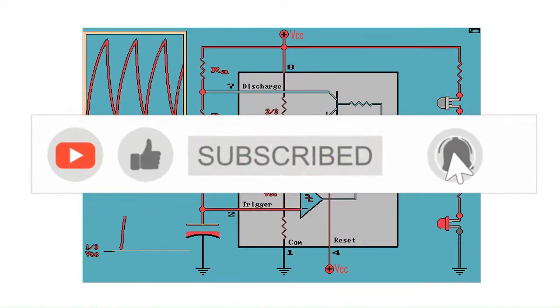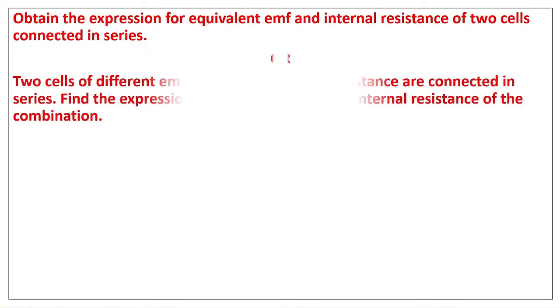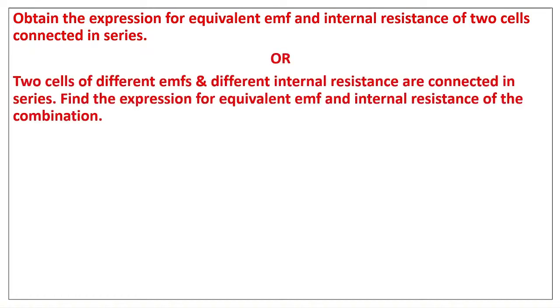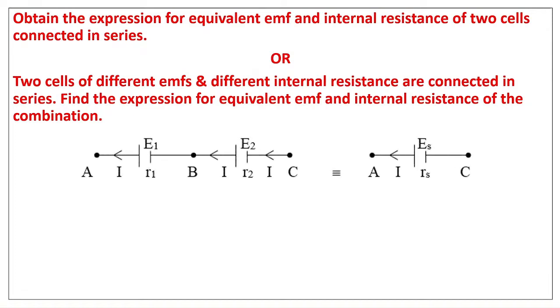Let's start. Obtain the expression for equivalent EMF and internal resistance of two cells connected in series. Or, two cells of different EMFs and different internal resistances are connected in series. Find the expression for equivalent EMF and internal resistance of the combination.